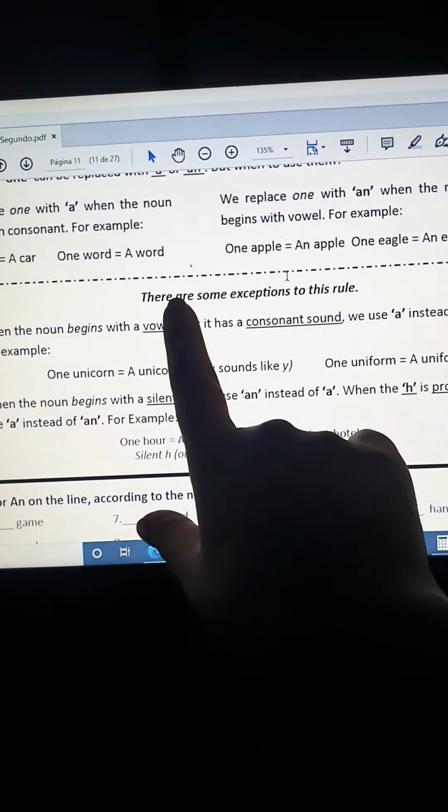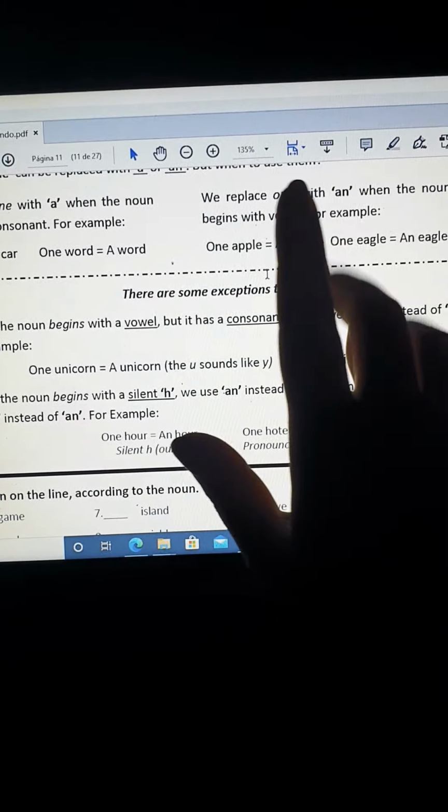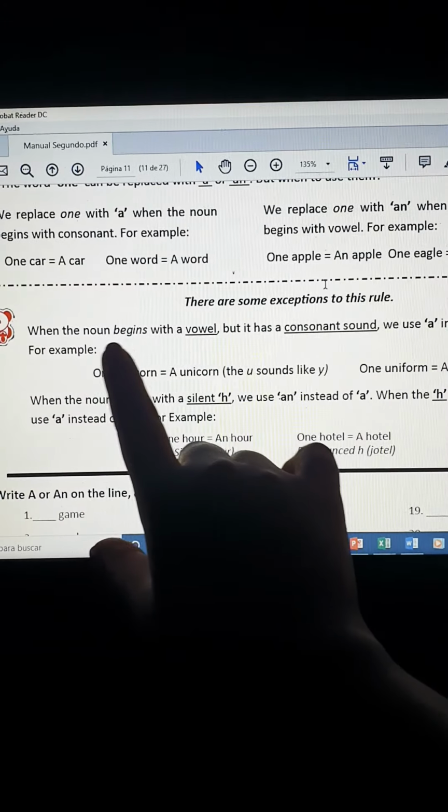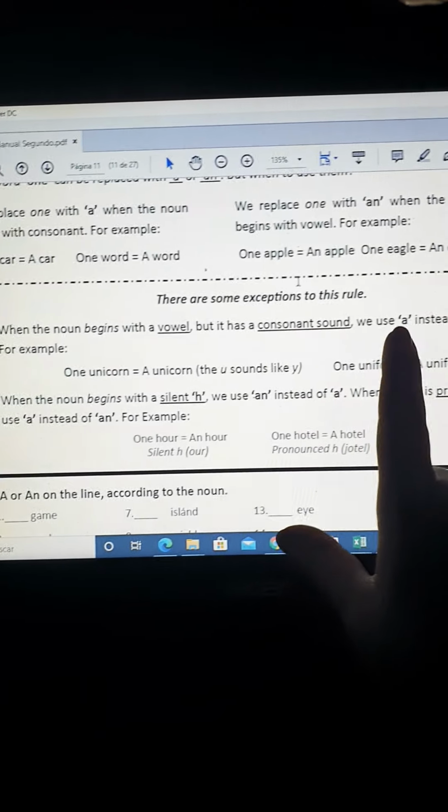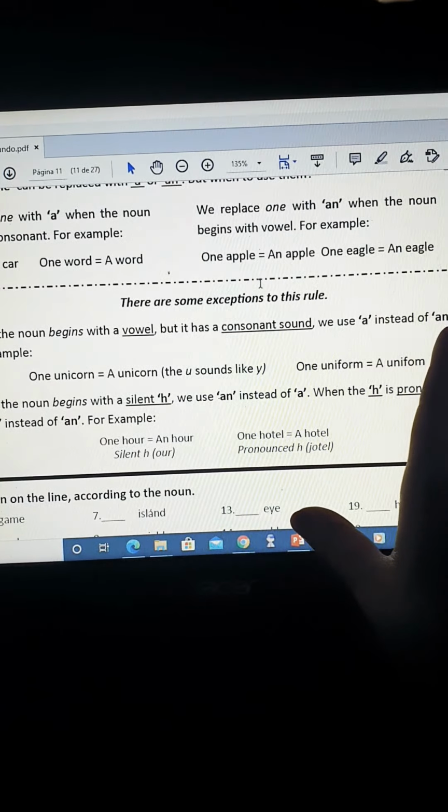And the consonants we have B, C, D, F, G, H, J, K, L, M, P, Q, R, S, T, W, X, Y, and Z, okay? So vowels, consonants. But there are some exceptions. And what is the exception? When the noun begins with a vowel but has a consonant sound, we use a instead of an.